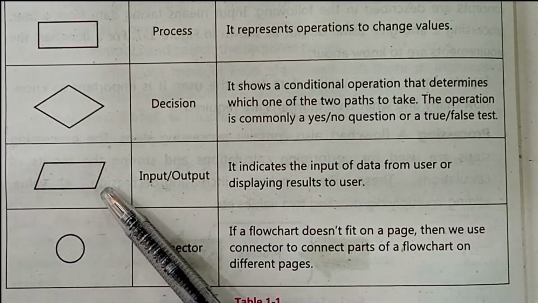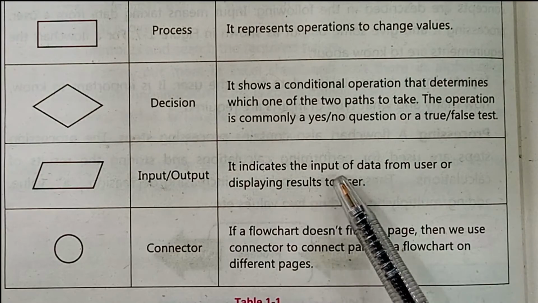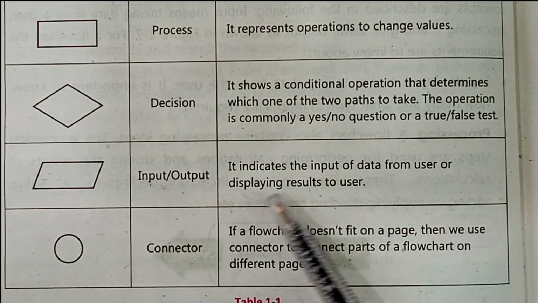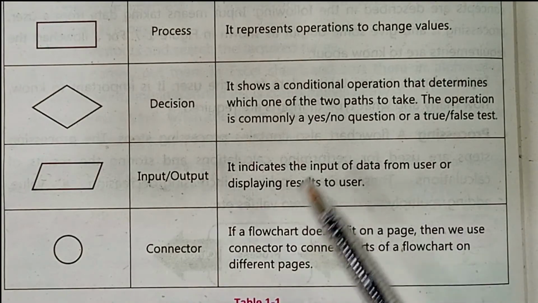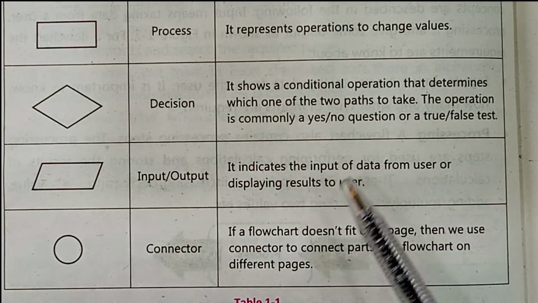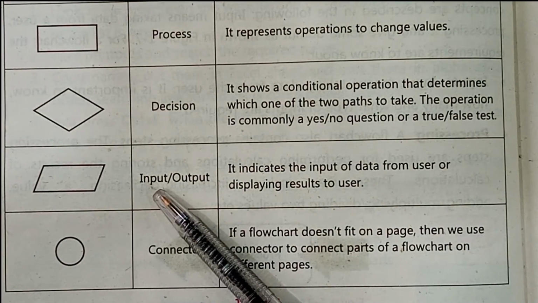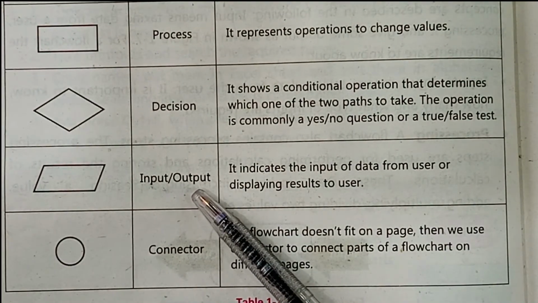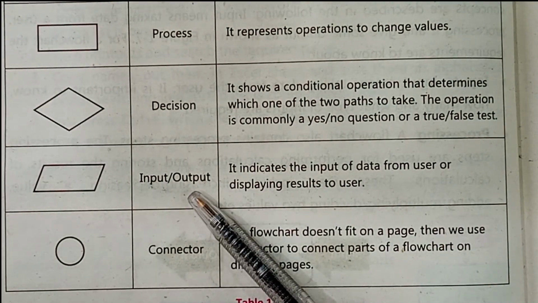Fifth one is input or output. It indicates the input of data from user or displaying results to user. Students, a parallelogram represents input or output. As you know students, input means to get data and output is the results that are showing to user.